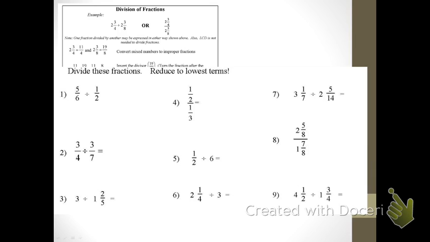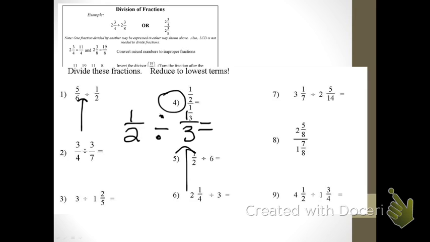Okay, so one more thing about fractions. Number 4 looks really scary because that's a fraction divided by a fraction. But it's not. All you have to do is write it out like we normally write our fractions. 1/2 divided by 1/3. And now it looks pretty normal. They're both proper fractions, so we don't have to convert anything. All we have to do is flip the second fraction and multiply, which is 1/2 times 3 over 1.